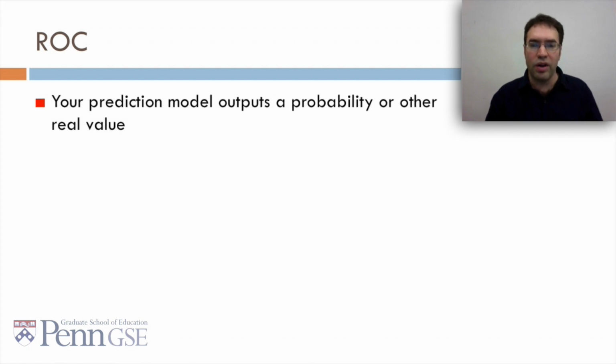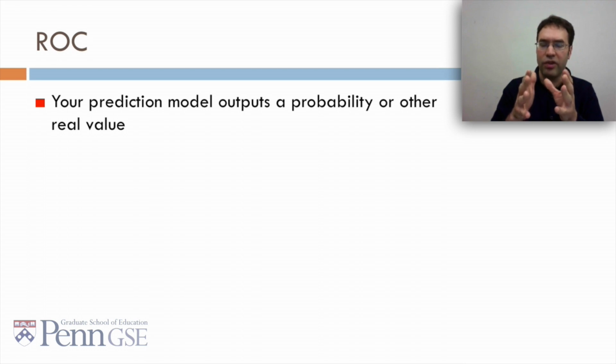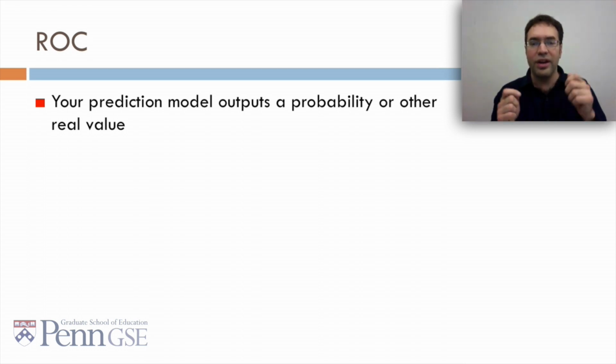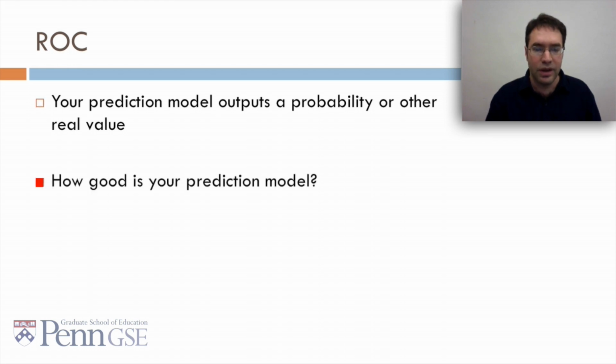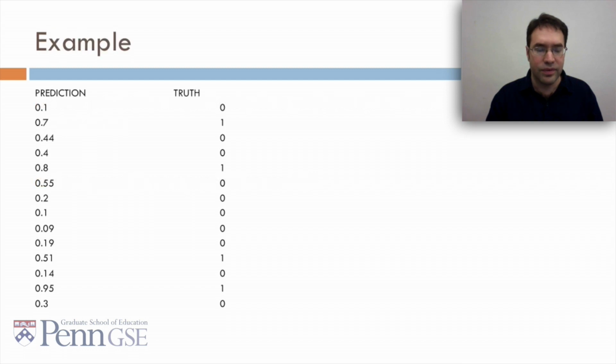Your prediction model is outputting a probability or other real value. So instead of just your prediction model saying, yes, this student will drop out, it's saying the student will drop out with 73% probability. And you want to ask the question, how good is your prediction model? Let's look at an example. Let's say that you have the following predictions from your model and the following ground truth.